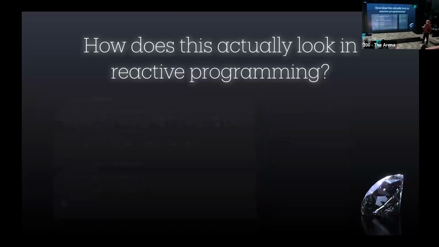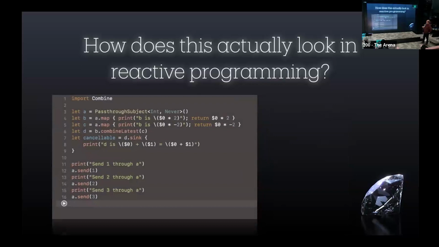So we want to look a little bit closer at what is actually going on. So we add even more print statements, because we're doing print debugging here. For each of B and C, when we map the value, we print out what value we actually have.